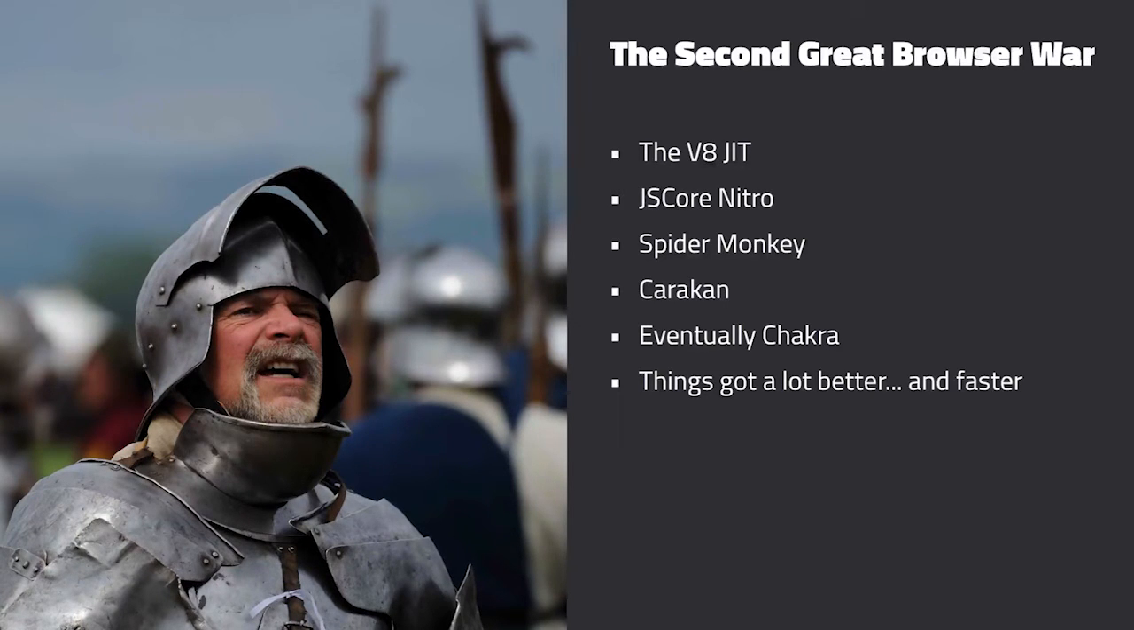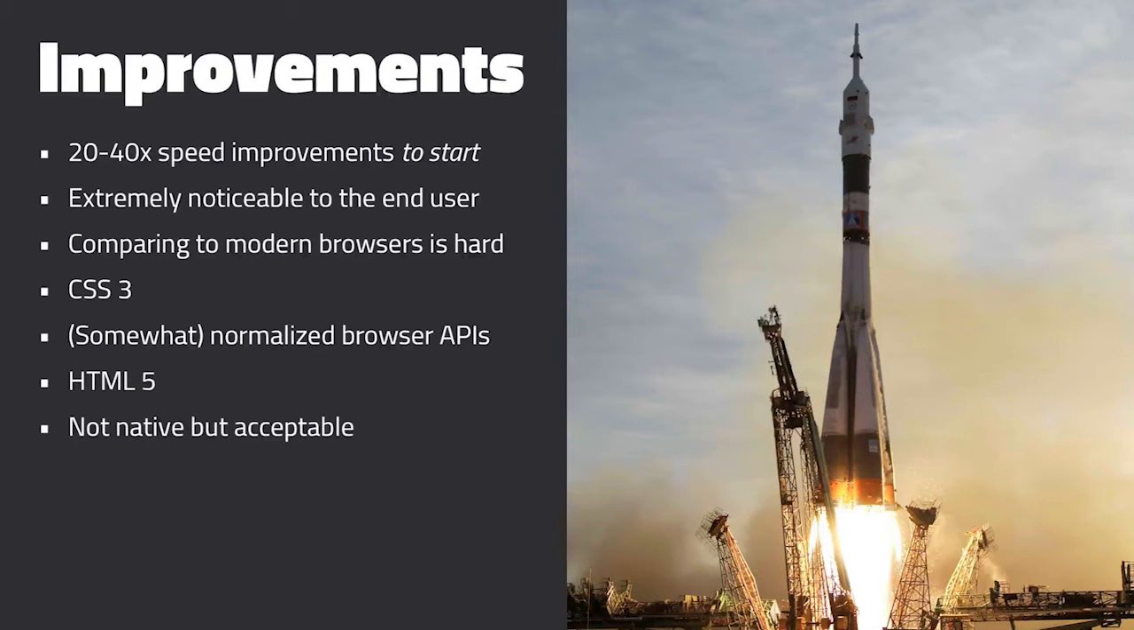Chakra, Microsoft developed to be a just-in-time compiler for JavaScript, and I believe it debuted in Internet Explorer 9, and it really brought them up to speed with fast JavaScript. And things did get a lot better and faster. It's really hard to appreciate how much faster they got unless you were able to witness your code running at that time. But when Firefox switched to using a just-in-time compiler, they reported improvements of 20 to 40x speed improvements to start on standard benchmarks. So that's a number that's extremely noticeable to the end user. Like you could really start doing native-like things. I mean, it's not native, but it's acceptable performance.